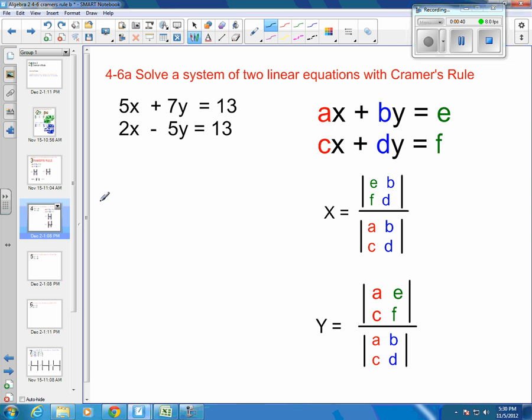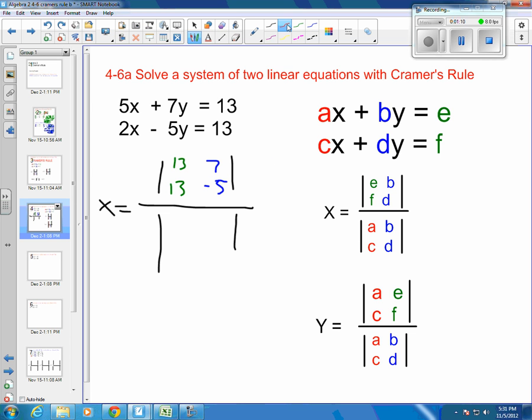So let me grab a black pen. So X is going to be equal to, and I've got my two determinants, and let me grab my green. My E and my F are my solutions, and whenever I'm solving for X, I put my solutions in the X spot, which would be this first spot. So I'm going to put a 13 here and a 13 here. And then my Y's, my B and my D. So I'm going to put my 7 and my negative 5 there.